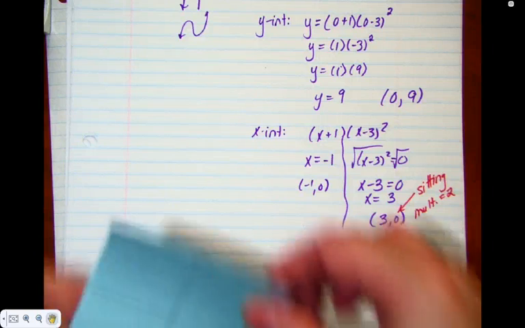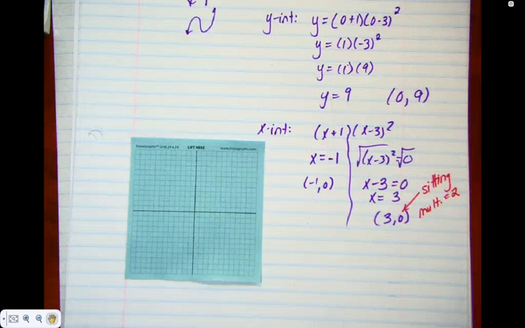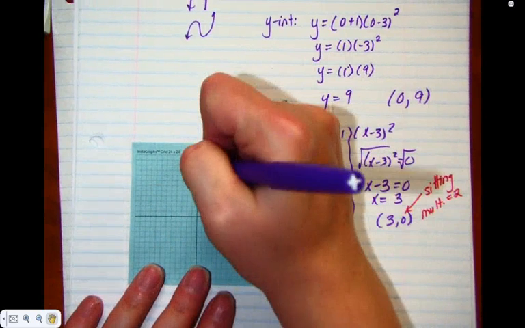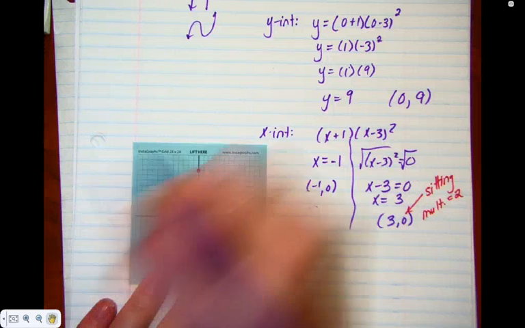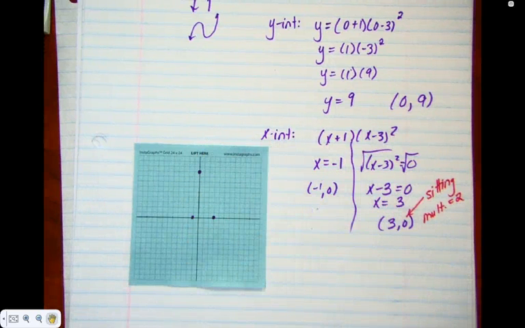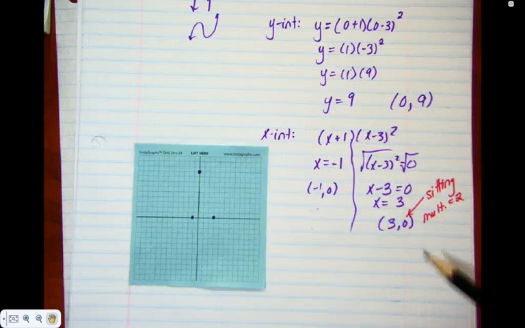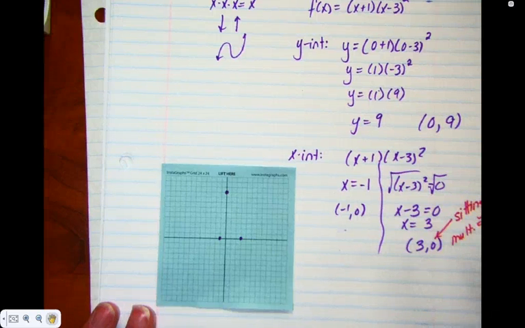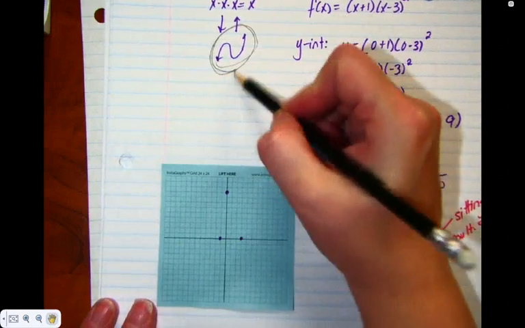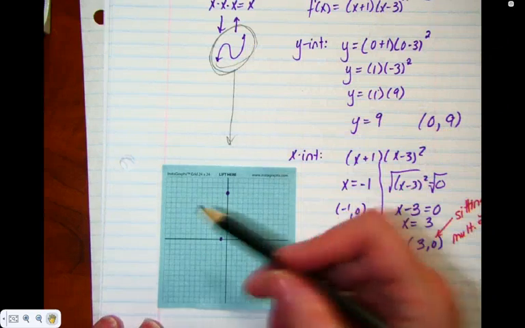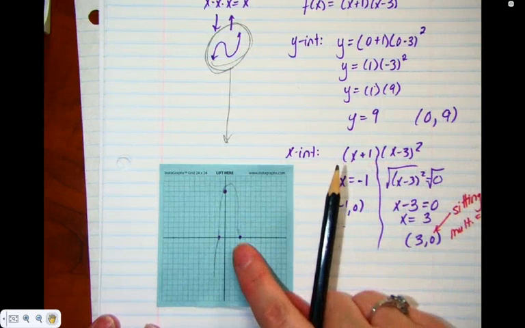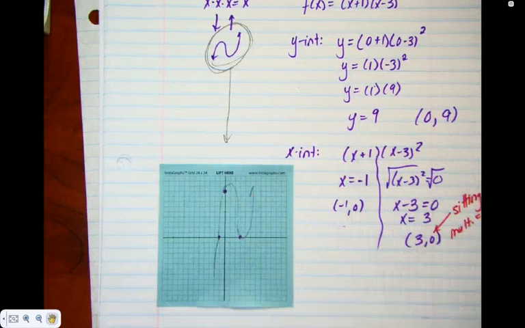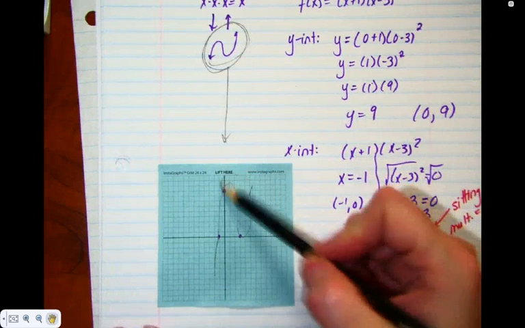Grab your sticky. I've got 0, 9. And I've got negative 1, 0, and 3, 0. I know from what we brainstormed up here, which maybe you didn't write down, maybe it's just in your head, which is fine, I know it comes from the bottom. It's got to come up through this point. What happens when it comes down to the last x-intercept? It just bounces right back up. What I don't know is how high it goes here.